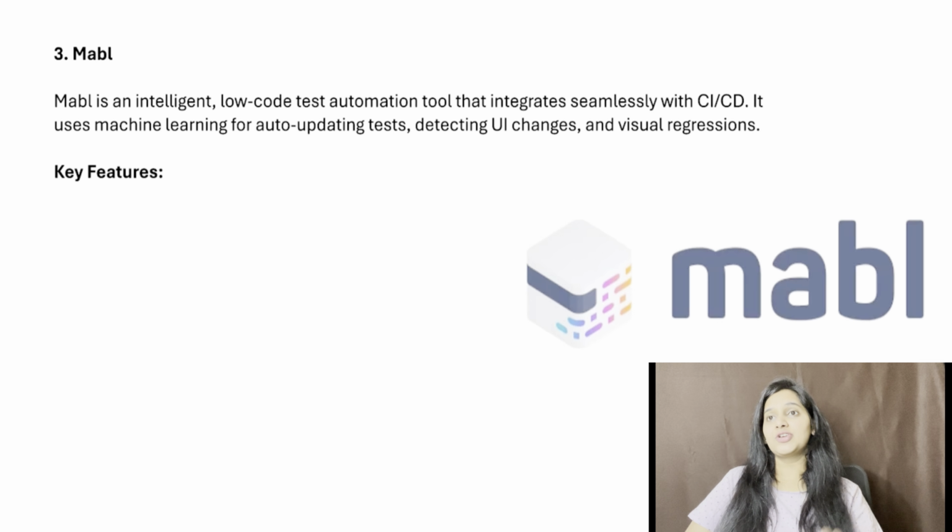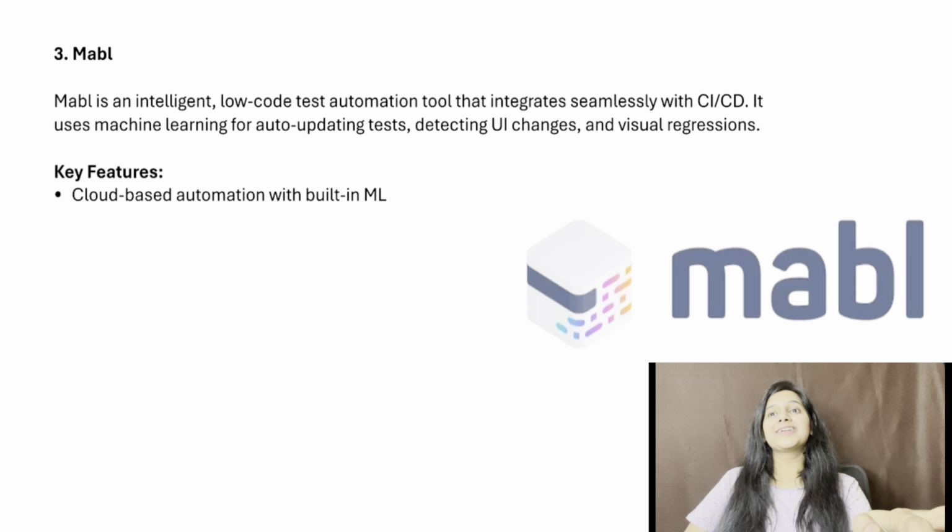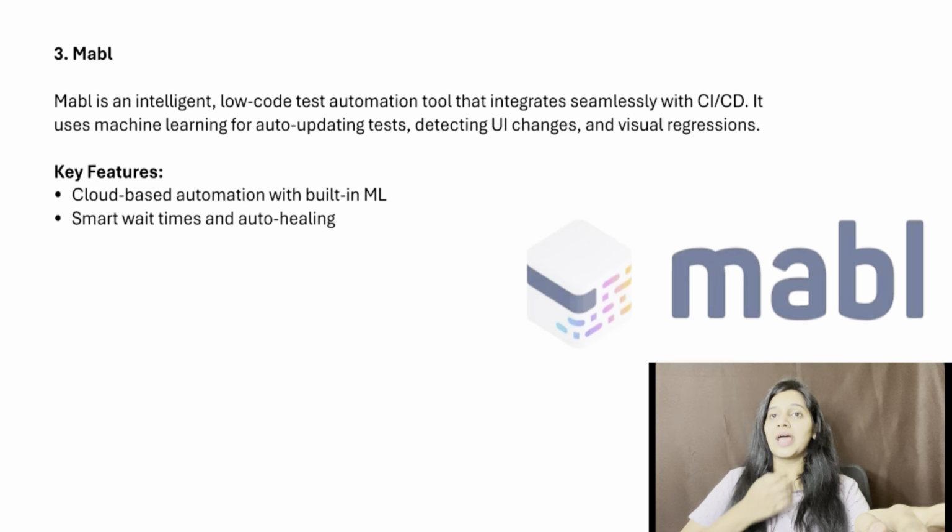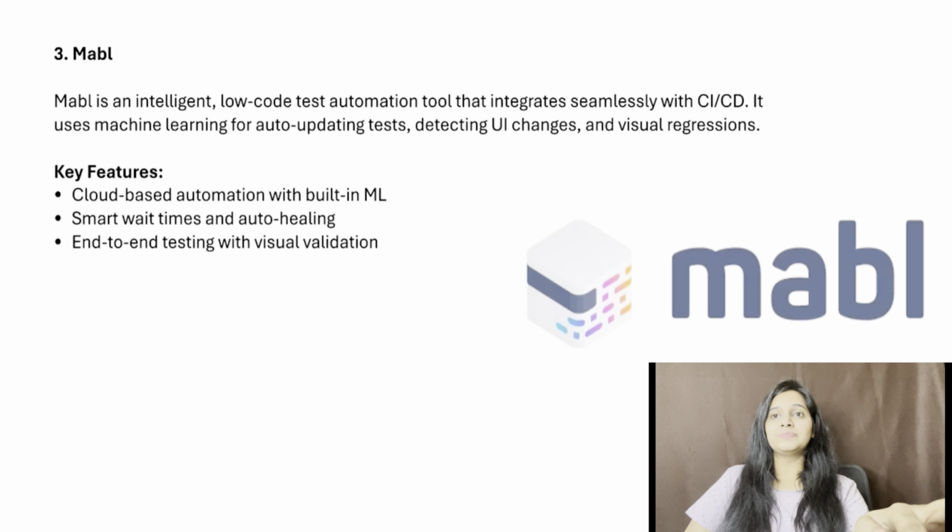So coming to the key features, it is cloud-based automation with built-in machine learning. This is one of the major advantages, that it is cloud-based. Smart wait times and auto-healing. Auto-healing is nothing but self-healing. It will smart wait. If the locator is not available, it will make sure that it waits. You do not have to explicitly call any wait. That feature is available, and along with that, self-healing or auto-healing in case the locator is broken. So that is also available.